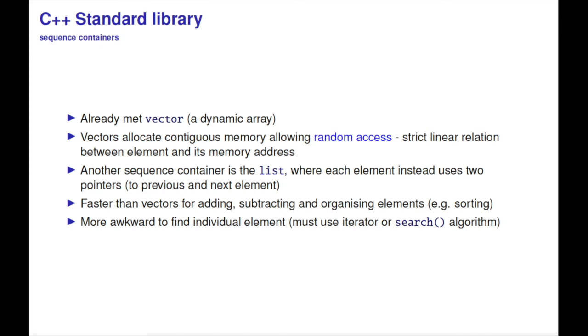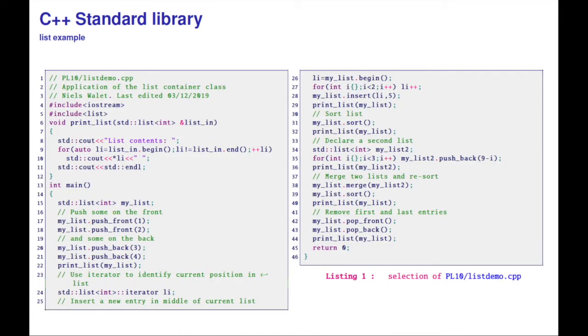And lists are useful because they're faster than vectors if you want to add an element, remove elements, or organize elements, which is sorting. It's more awkward to find individual elements, right? Essentially, you must use an iterator or even the search algorithm, and the search time will be substantially longer. And one of the things about algorithms is often their complexity, which is given as the time against the number of elements. But if you want to know more about algorithms, you really should look it up. So let's look at an example over here.